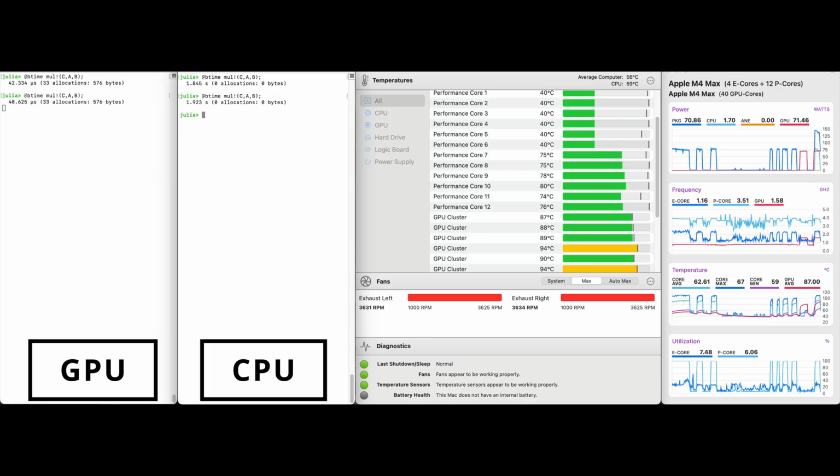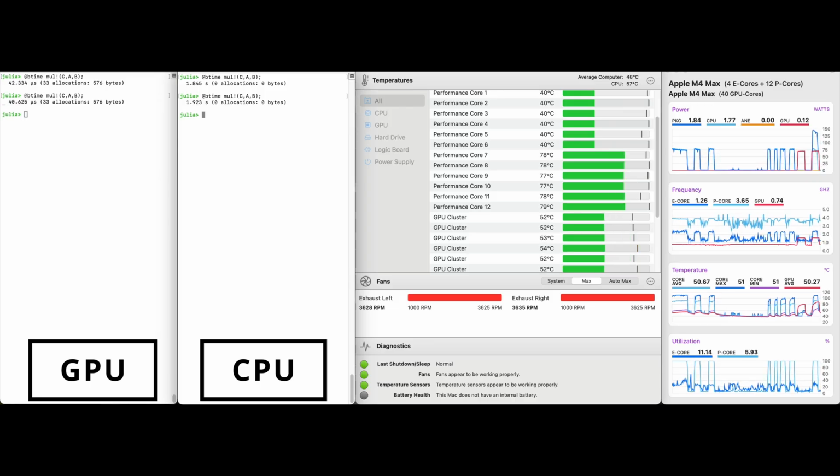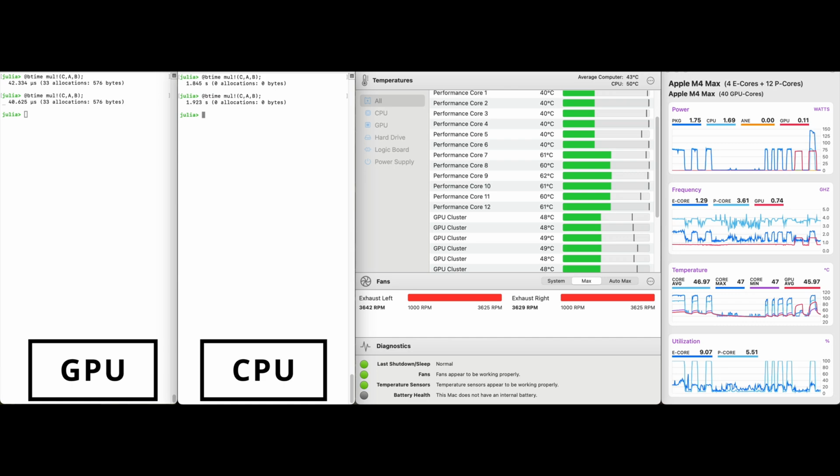What does this mean? As we know, the Ultras are two Maxes fused together. In the case of a hypothetical M4 Ultra, we would be looking at 670 watts of power consumption, more even than the RTX 5090.